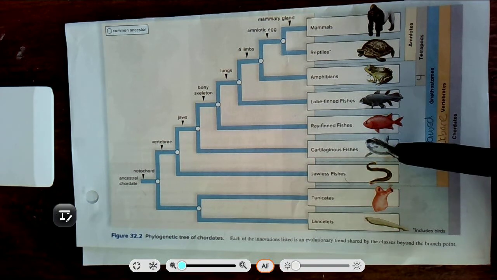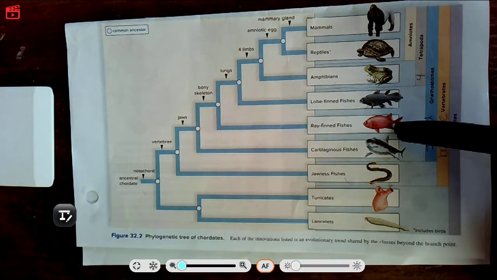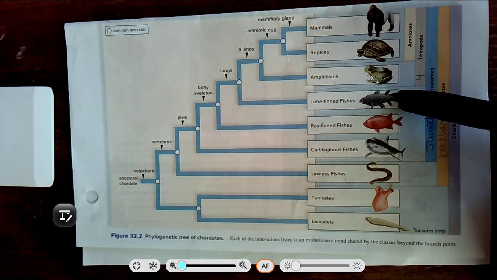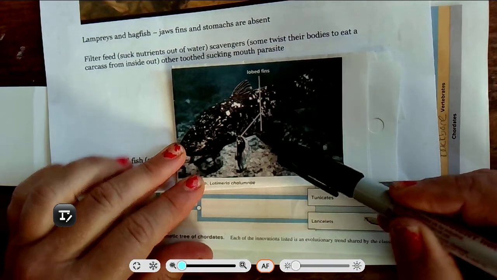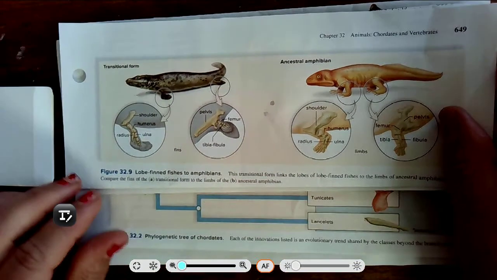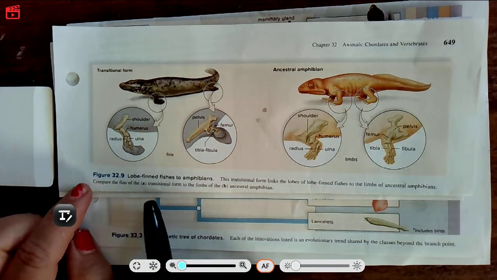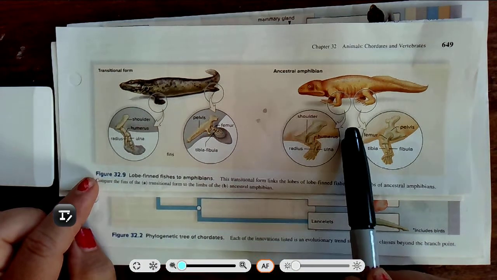Cartilaginous fish are sharks that have the cartilage skeleton. Up here we see the development of the bony skeleton with the ray-finned fish, things like perch, trout. And we have the lobe-finned fish, which are worth taking a look at. Our lobe-finned fish have lobed fins, and at least some type of lobe-finned fish are thought to be a transitional form, a bridge to amphibians.